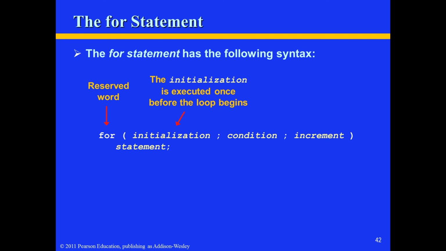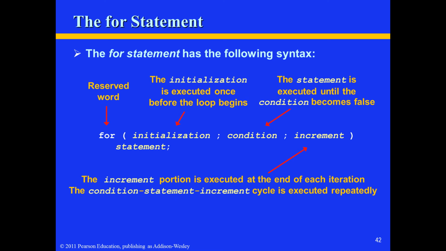The initialization is executed once, and that's going to be important for a for loop because you know it's going to happen. The statement is executed until the condition becomes false. In between the two semicolons, you're going to put a condition that's tested each time, and the statement in the body of the loop is going to be executed until this becomes false. So be careful. If it never becomes false, it's an infinite loop.